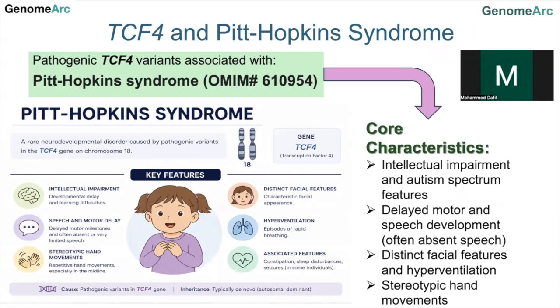So for Pitt-Hopkins syndrome, the core characteristics are intellectual impairment and autism spectrum features, delayed motor and speech development, distinct facial features, hyperventilation, and stereotypic hand movement. A lot of these observations for the Pitt-Hopkins clinical phenotype we also see in our case. Maybe there are a few additional observations in our case, but a lot of overlaps. And the known gene for Pitt-Hopkins syndrome is TCF4.